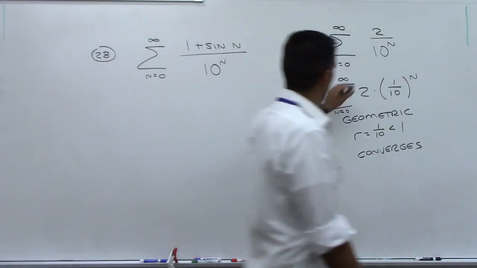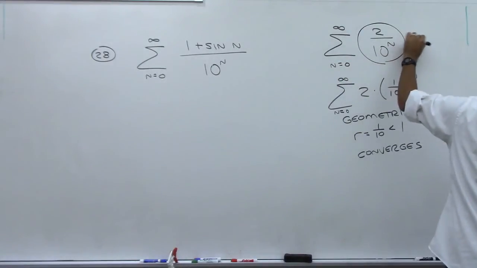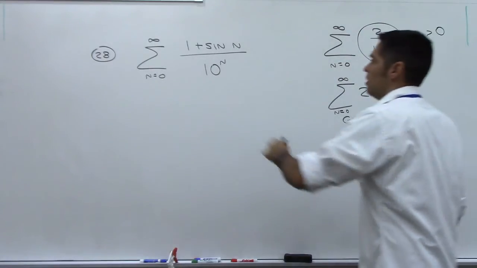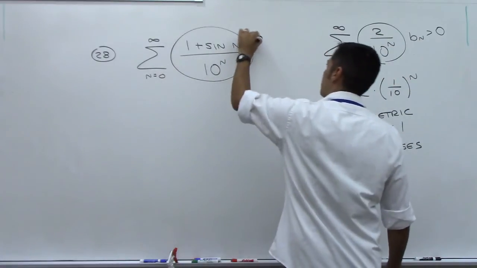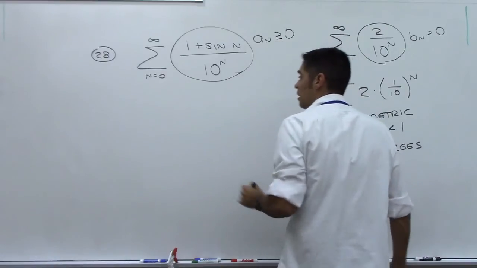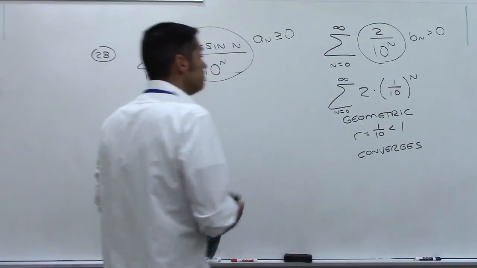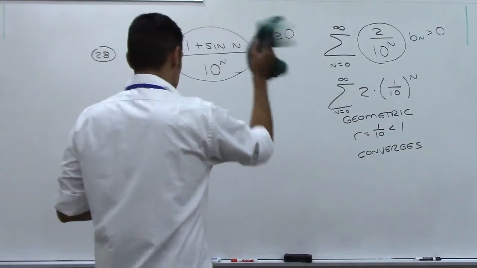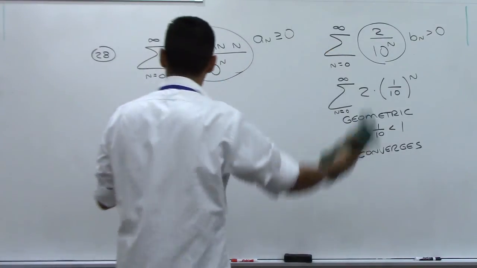What I need to do is compare this b sub n, which is greater than 0, to this right here, which is actually greater than or equal to 0, could actually be 0. So I have to include the equal there. And since that converges, I want these to be smaller than those, or equal to them.